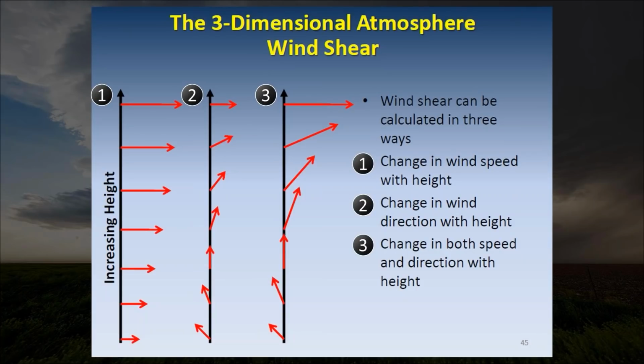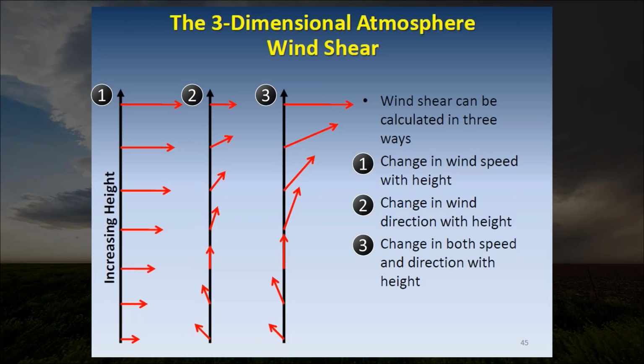And so, as I mentioned, wind shear can either be a change in wind speed or direction, and sometimes you have both. The example number 1 on the left here is basically just increasing winds with height. The size of the arrow represents the wind speed. So the shorter arrows are light winds, the longer arrows are faster winds. As you go up with height, you see the wind speed increases. So that is one form of wind shear.